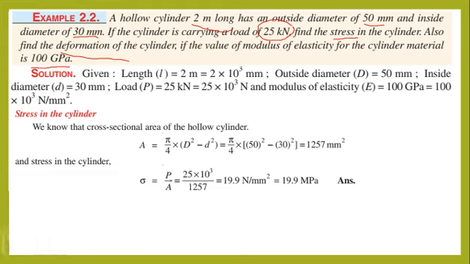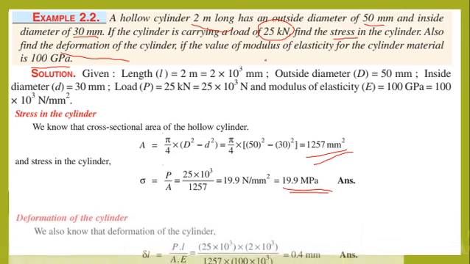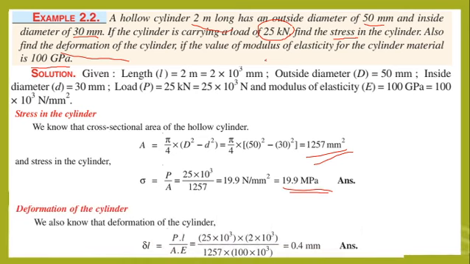So first we will calculate the value of stress. For calculating the value of stress, we need load and area. For area, they have given the inner and outer diameter. We can calculate the area as 1257 millimeters square, and from that, we can calculate the value of stress as 19.9 megapascal. Then they ask to calculate the deformation delta L, which is given by PL by AE. P is given, L is given, A we have calculated, E is also given. Again, the value of E is given in gigapascal.